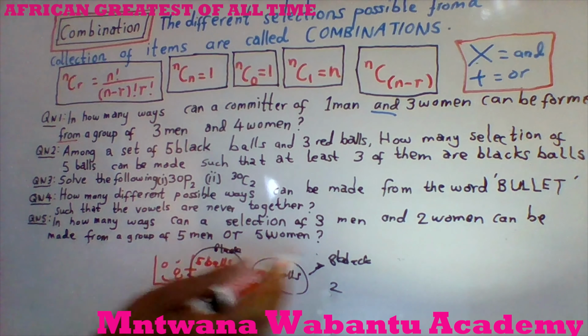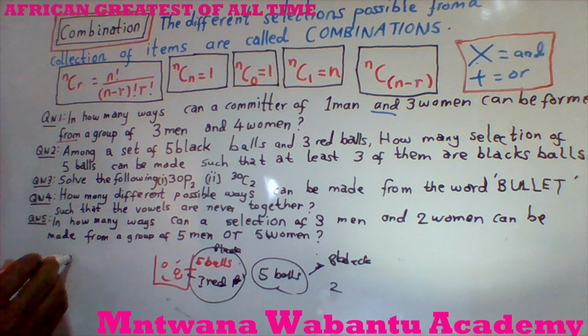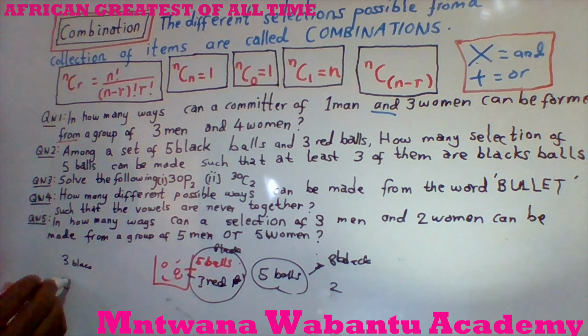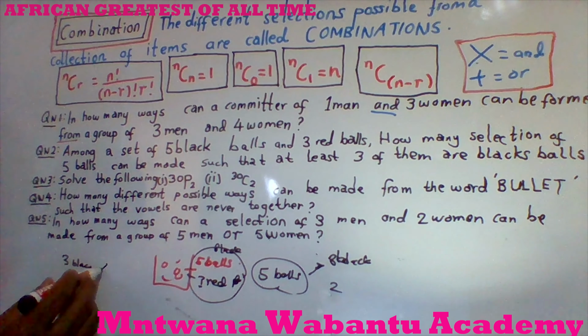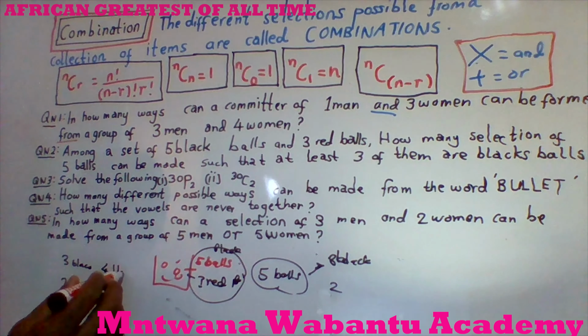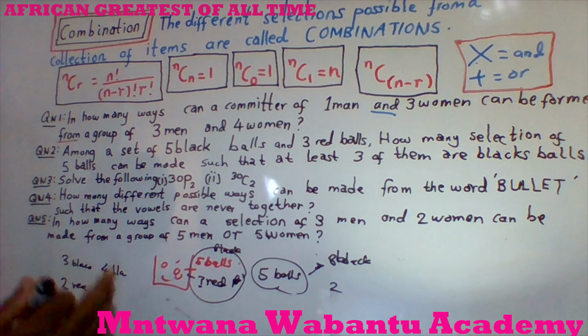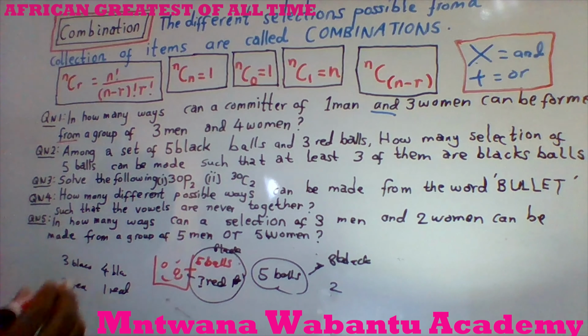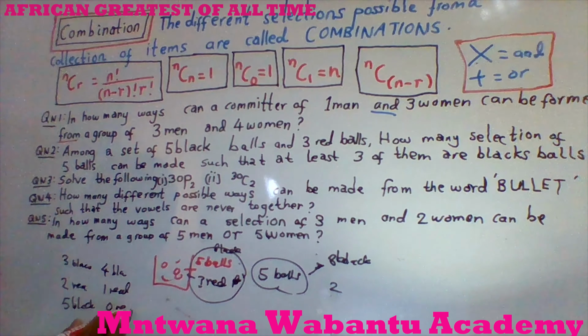When they say at least 3, it means I could select 3 black balls because I want to have a path, and 2 could be red, or it could be 4 because at least has to be 3, or it could be 4 black balls and 1, as long as they make 5, 1 what? 1 red. Oh, I can have all of them there, 5 black balls and 0 red.